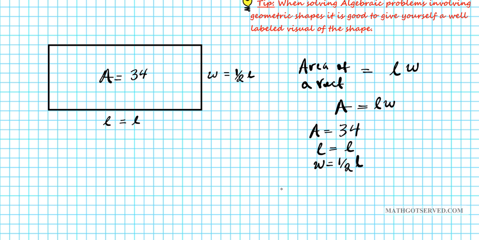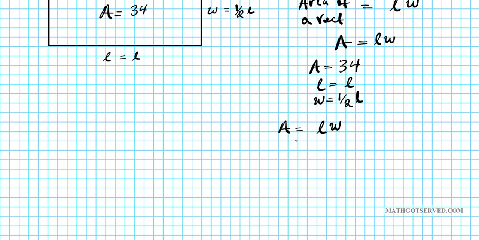We substitute, we're going to have A equals length times width. And what is our length? Well, let's start with area. What is A? A is 34. What is L? Leave L alone. And W becomes 1/2 L. What just happened here? We just substituted the values of A, L, and 1/2 L for their respective values in this equation. Okay? So we have this equation.